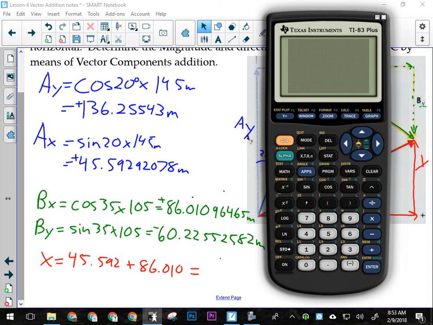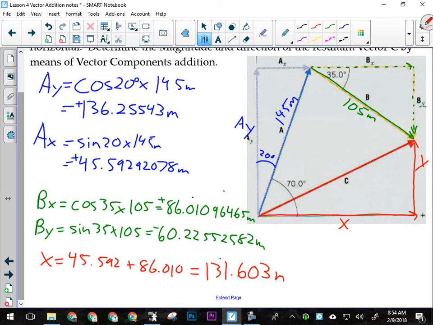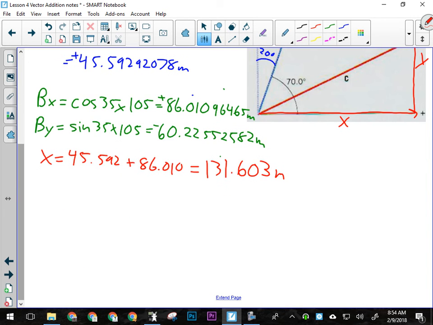All right, so we're going to have 45.592 plus 92.078 plus 86.010 plus 96.465. Okay, so we've got 131.603 meters. I'm going to keep the full value in my calculator, okay? So I'm not rounding off here. I'm going to keep my full value in the calculator. So that's my total x.